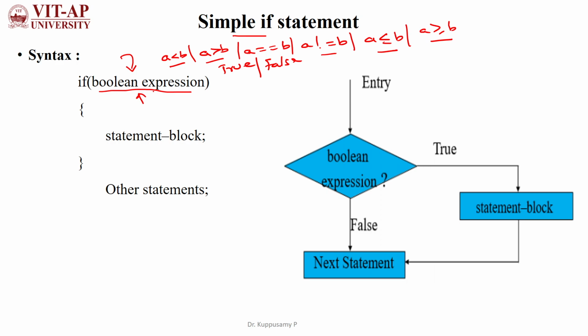If the boolean expression becomes true, then this block will execute. Otherwise this block will not execute, and the other statements will execute directly. We can express this in a flowchart. When the control enters the boolean expression, if it becomes true, then the statements given inside the curly braces will execute. That is called the statement block. Otherwise, if it is false, this block will not execute, and control directly comes to the other statements for execution.